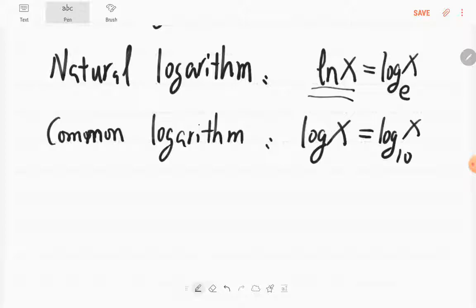So now you should be familiar with how to evaluate expressions involving the common logarithm and the natural logarithm. So now let's look at other examples.